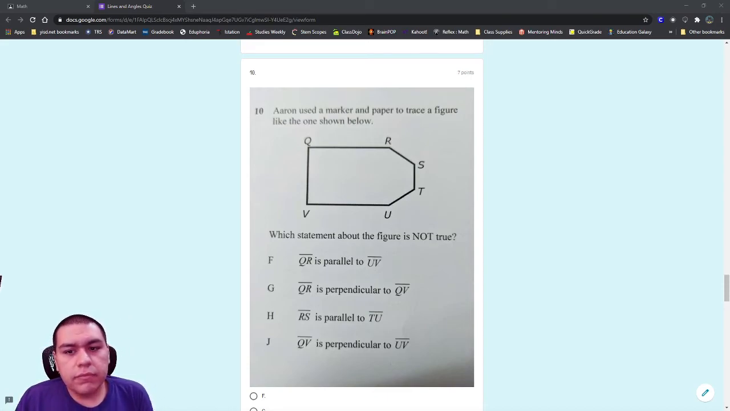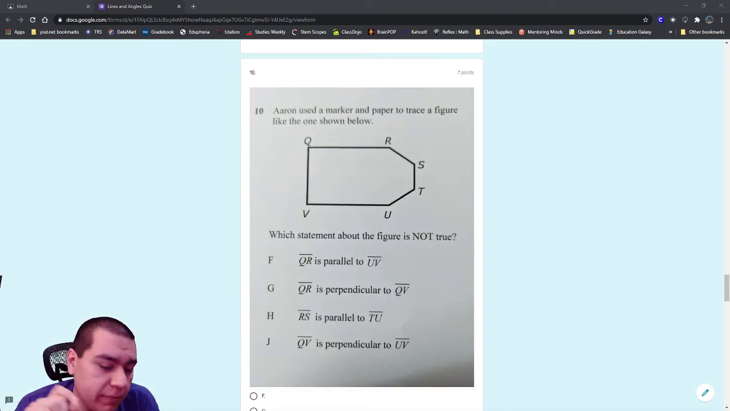What kind of angle is it? Who can help out Bella? What kind of angle is it if my sticky note fits perfectly? Violet? Right angle. So Bella, what kind of angle is it if my sticky note fits perfectly? A right angle. Well, perpendicular lines make right angles. So that's true too, which means I don't want to pick it. They don't want something true.